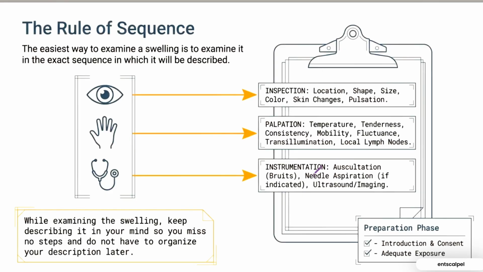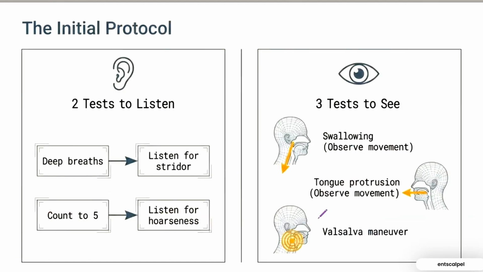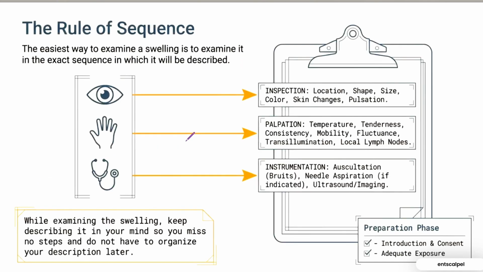Okay, let's unpack this. Right at the top of these training notes, before the doctor even begins the physical exam, there is this brilliantly simple guiding philosophy about how to organize the data. The training text states this explicitly. It says, the easiest way to examine a swelling is to examine it in the sequence in which it will be described. The candidate, the doctor in training, is essentially instructed to mentally draft their final clinical report as they are performing the physical checks.